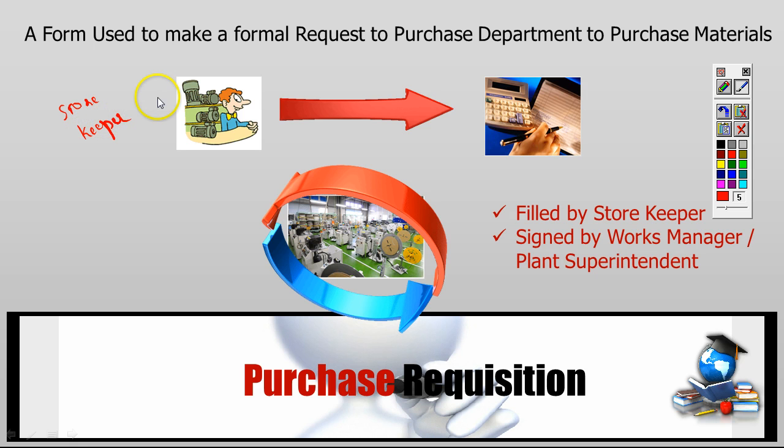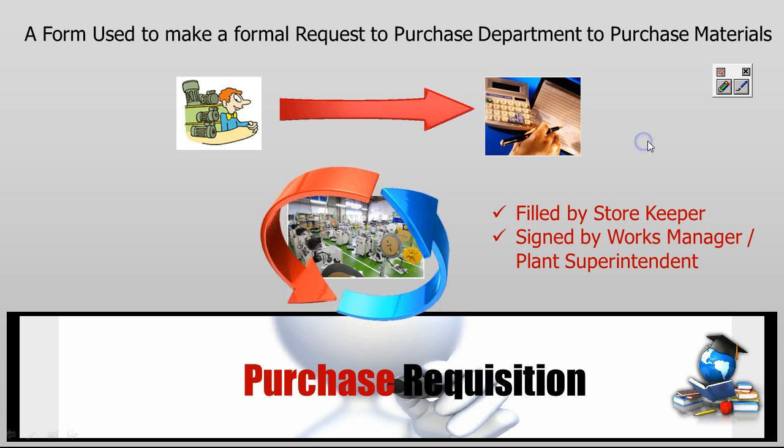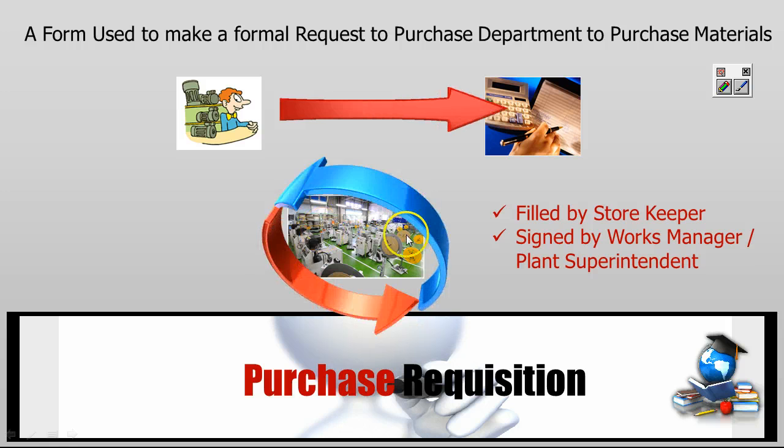This storekeeper will make a request to the purchase department, which is signed by the works manager and plant superintendent, to purchase the requisite materials. So this is a purchase requisition. Easy to understand, right? What you want to purchase? You want to purchase so that you have to manufacture the products.